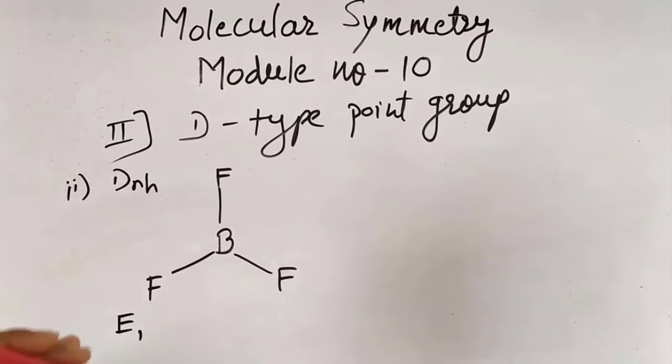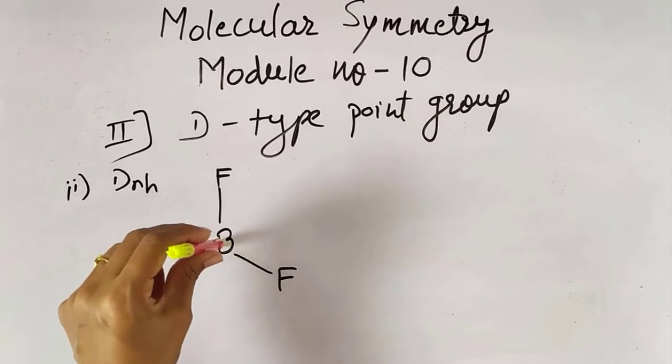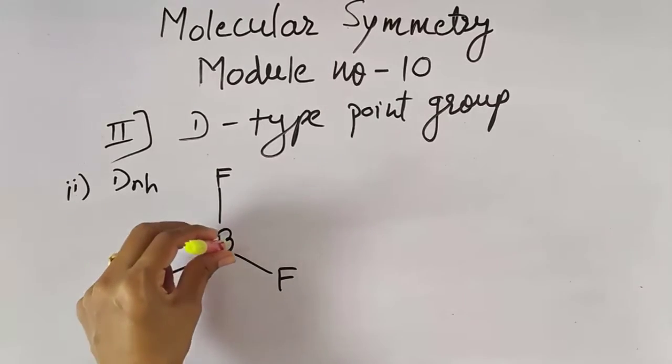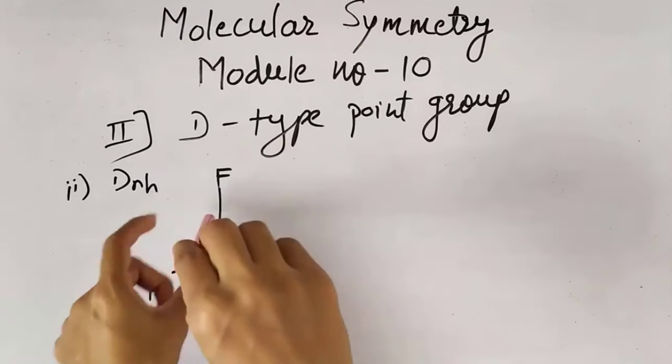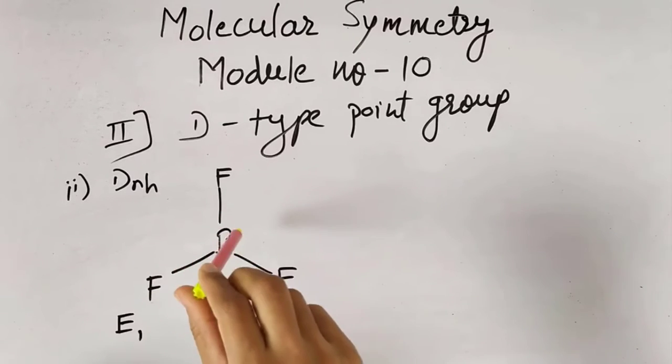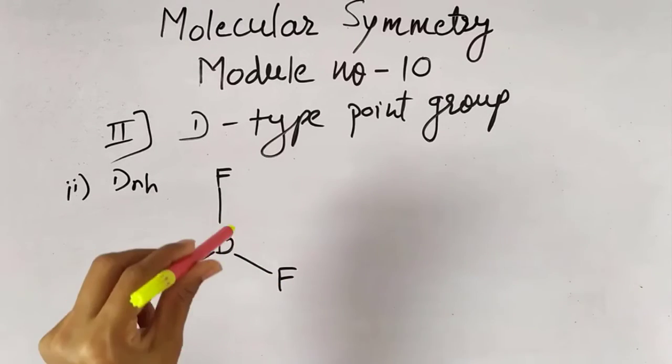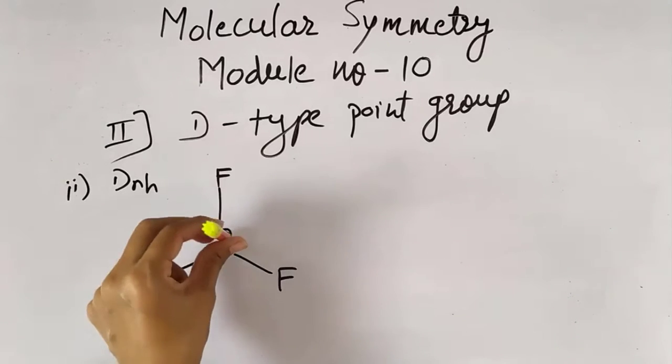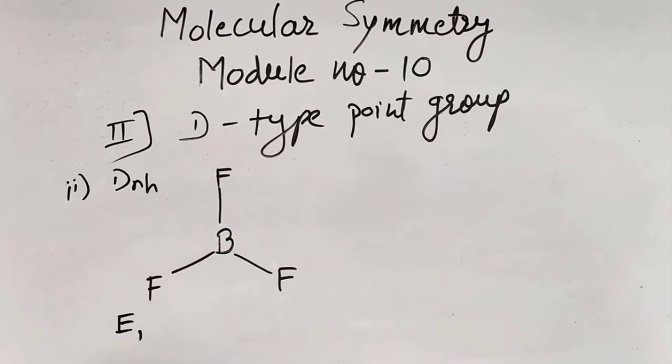How do we pass the principal axis? Passing through this boron atom, and then we rotate in clockwise direction 3 times in order to get the identical image. So what was the principal axis present there? C3, having 3-fold rotation.